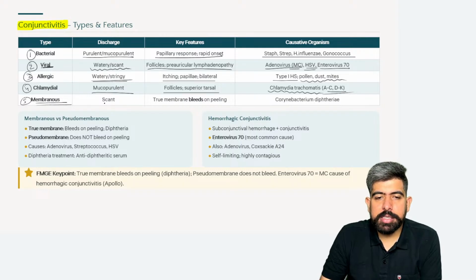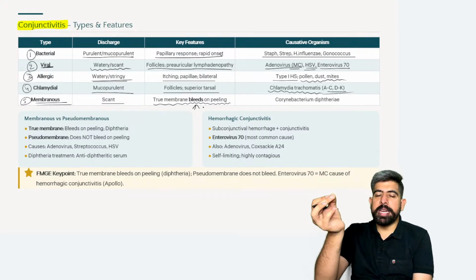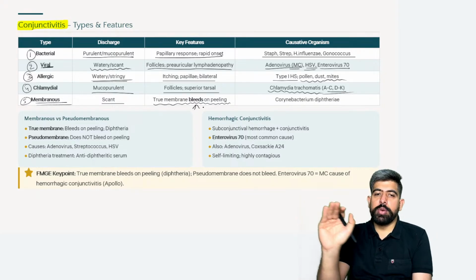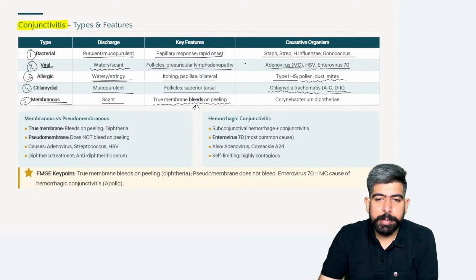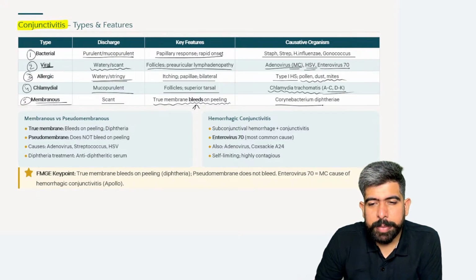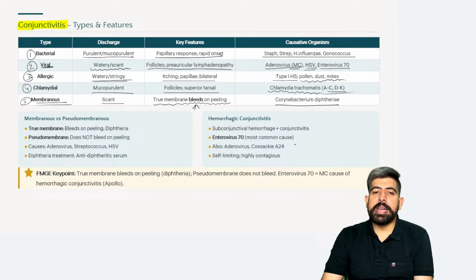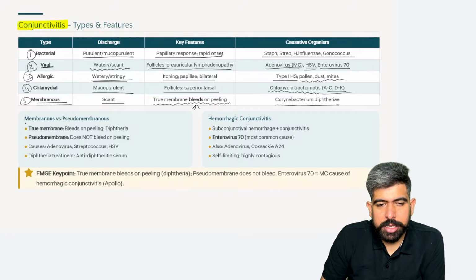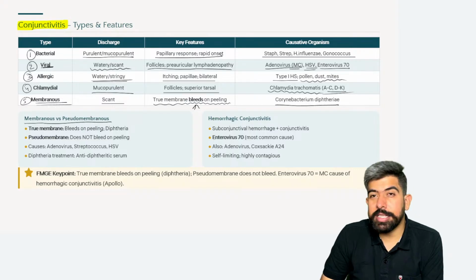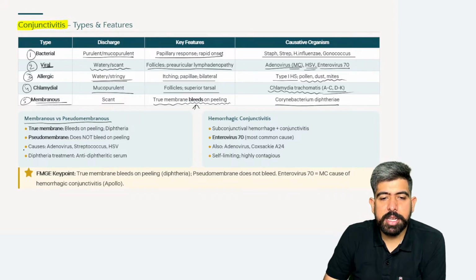Next we have the membranous type, which has scanty discharge. A true membrane is present. Please remember, it will bleed if we peel this membrane. Yes, a membrane will be covering over the cornea, and as we peel it off, it will start bleeding. This is caused by Corynebacterium diphtheriae. Please remember, the membranous type is caused by Corynebacterium diphtheriae. Now, there is a difference between membranous and pseudomembranous, so we have to talk about both.